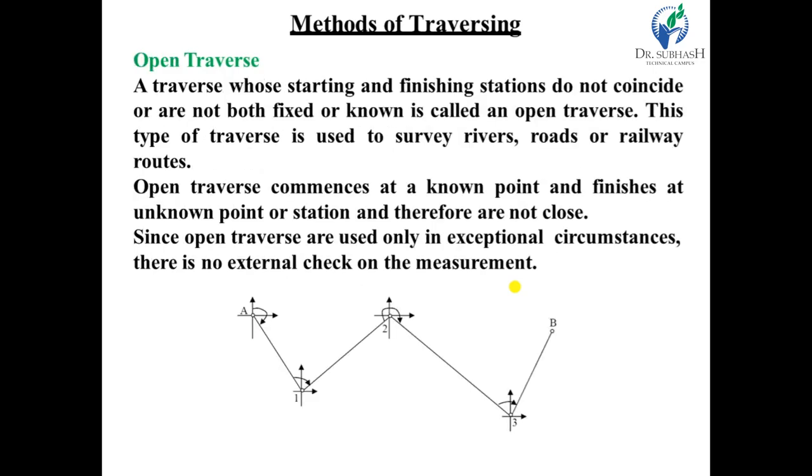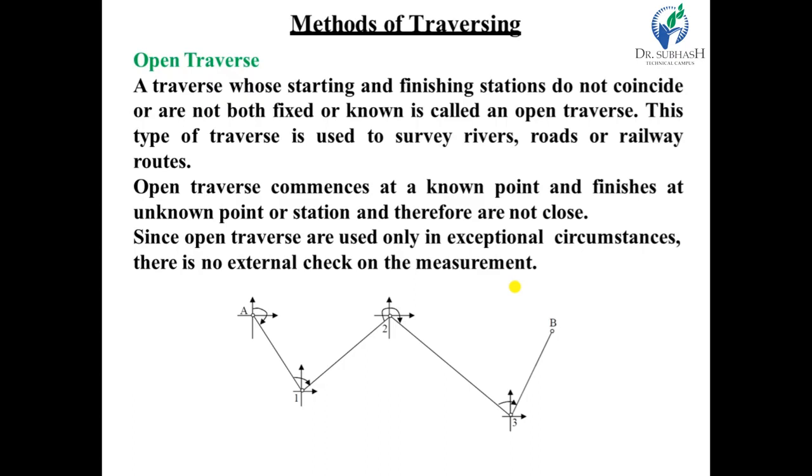Now see the open traverse, where the starting point and finishing point do not coincide with each other. What we are seeing in that picture is that point A and point B do not coincide with each other and there is no fixed boundary. It is called an open traverse. An open traverse commences at a known point and finishes at an unknown point or station, therefore it is not closed. It can also cover a larger distance.